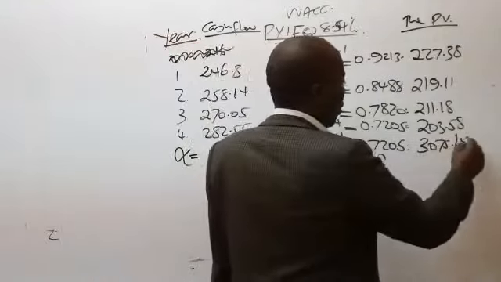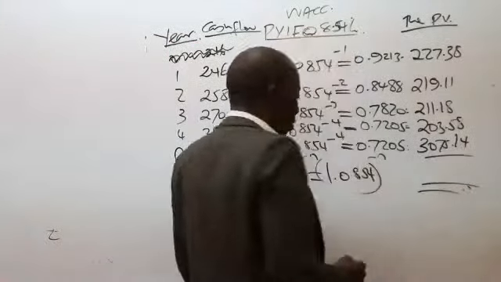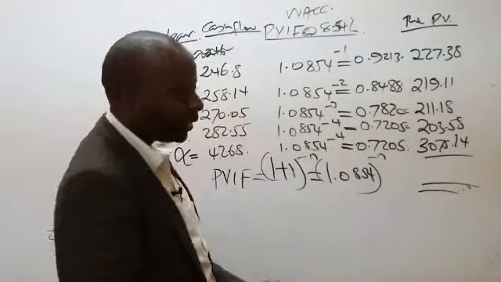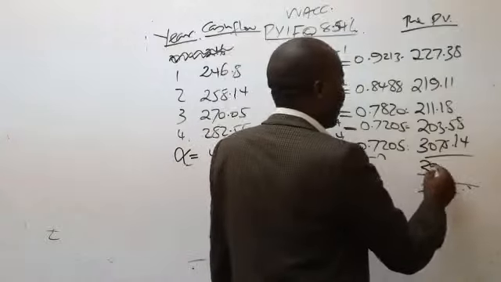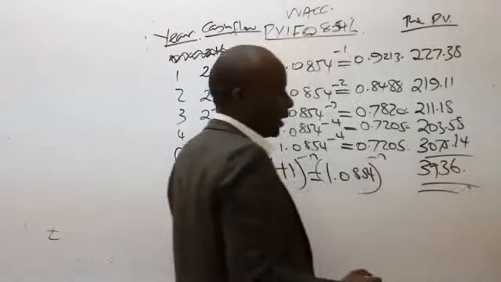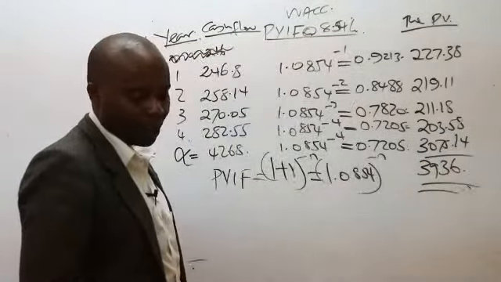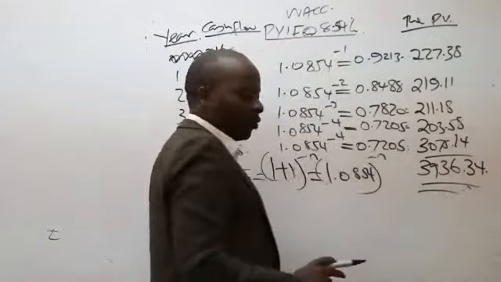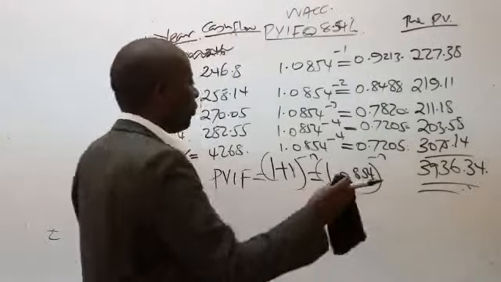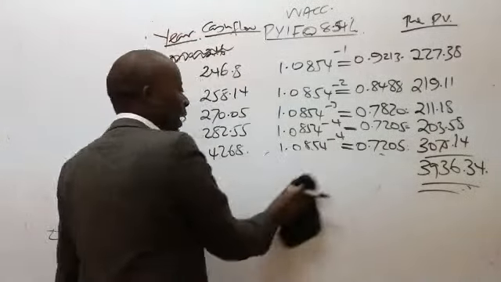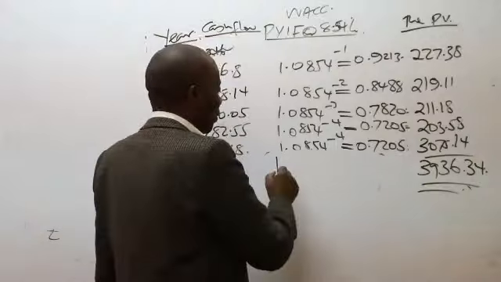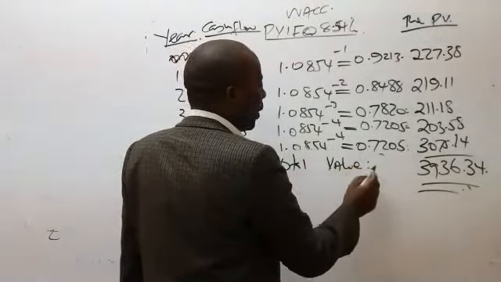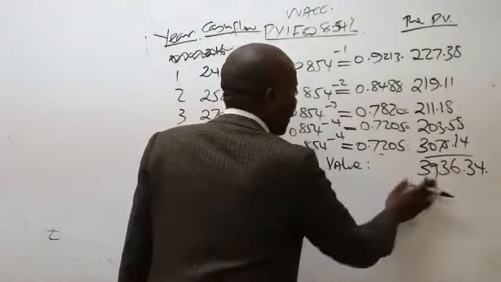So please give me the combined figure. It will be 3936.34. Thank you very much. So this is the total value. If you want to know the synergy, you subtract the current value.